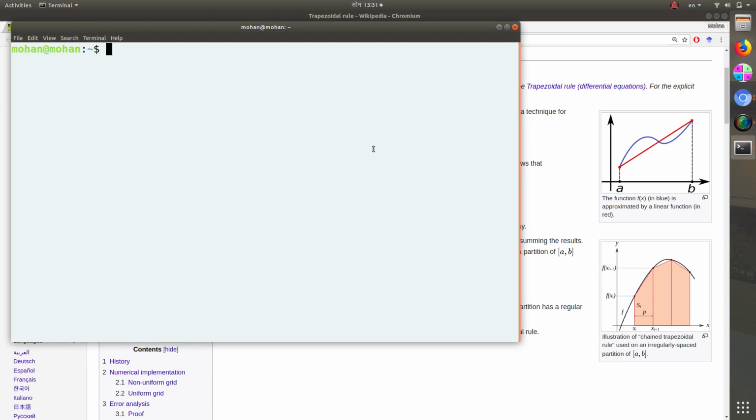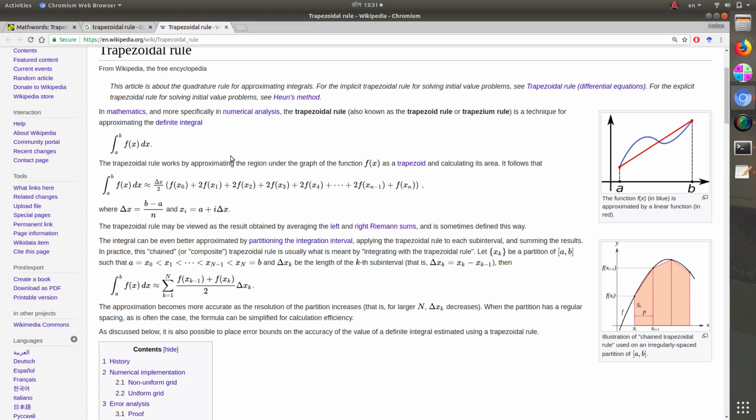Now let me open the editor, gedit, and the name of the file is trapezoidal.f90, and this is what I opened. Alright, so program and end. This is the format of the program. The name of the program would be trapezoidal. Now let me define the function for which I need to find the integral.